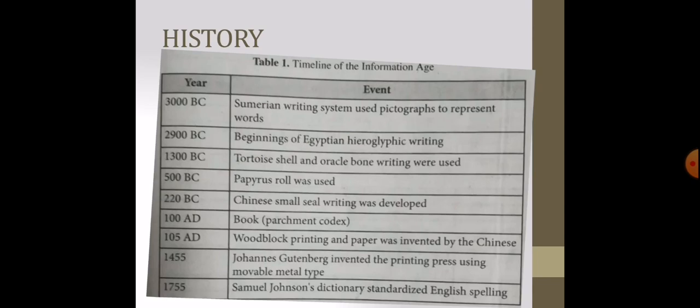In 3000 BC, Sumerian writing system used pictographs to represent words. Okay? Kasi nga, once nagkaroon tayo ng words, nag-combine into letters, combines into words, yung words pinagsama-sama, nagkaroon na tayo ng information, nagkaroon na tayo ng message. Okay? In 2900 BC, beginnings of Egyptian hieroglyphic writing, and 1300 BC, tortoise shell and oracle bone writing were used.